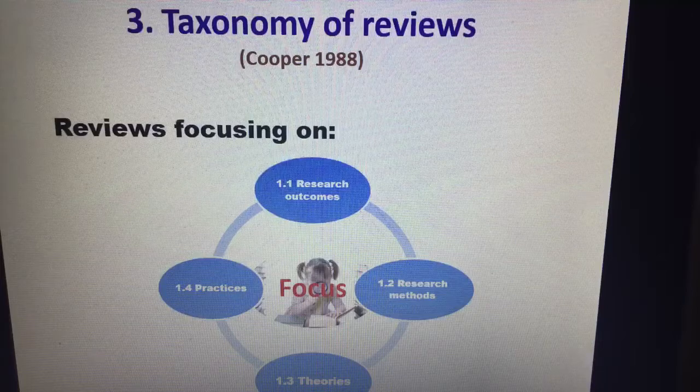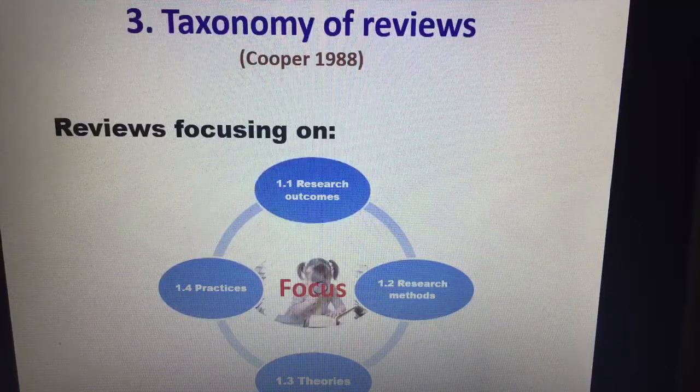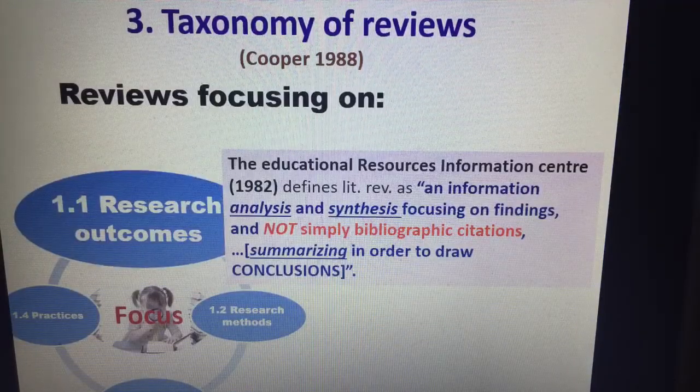In focus, you need to look at 4 elements. You need to choose only one of them, which is research outcomes. Perhaps you need to focus on that only. Or you need to focus on research methods, or on theories, or on practices. So you choose one of them to focus upon. For example, in research outcomes, you see what information is there, you analyze it, synthesize it, put all these findings together, but you're not just copying and pasting. You are summarizing in order to draw conclusions. Very, very important. You are summarizing to draw conclusions.